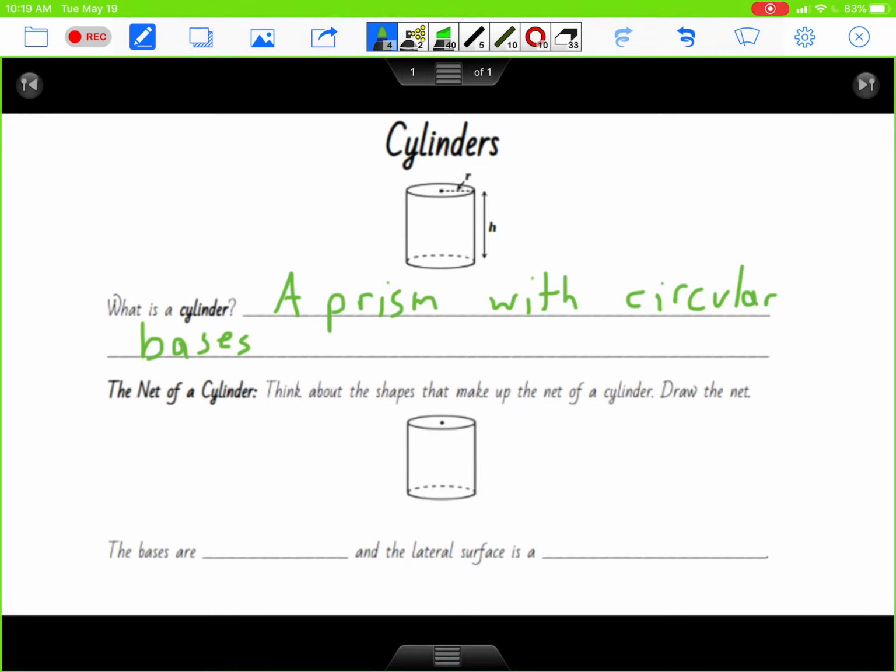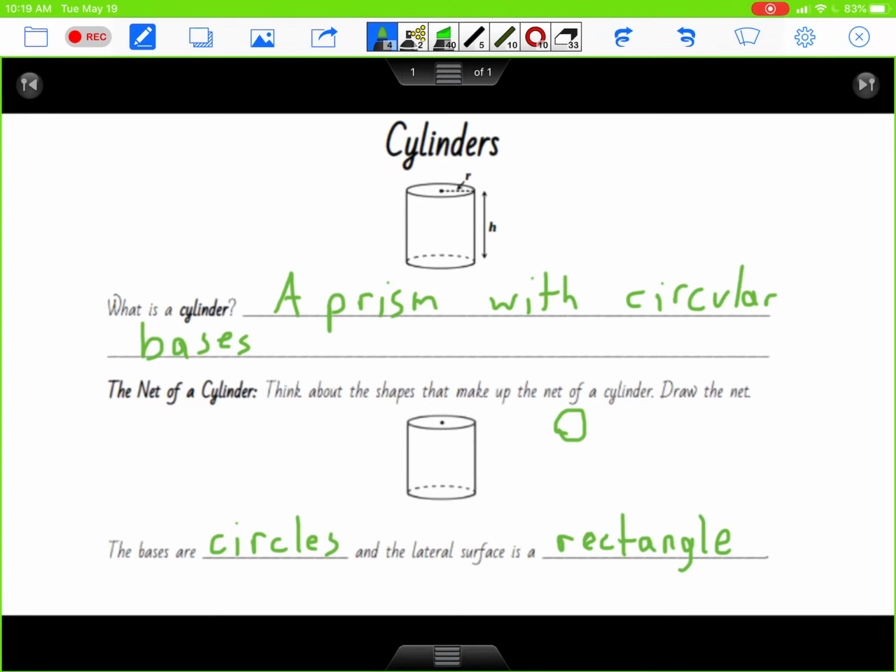A net of a cylinder is very easy to draw as well. We're not going to use it that much, but I would like you to know what it looks like. Just like I said before, the bases are circles, and the lateral surface, or the lateral face, as we've been saying for the other shapes, is a rectangle. So you're going to have two circles and one rectangle for your net, and you could draw it a bunch of different ways.